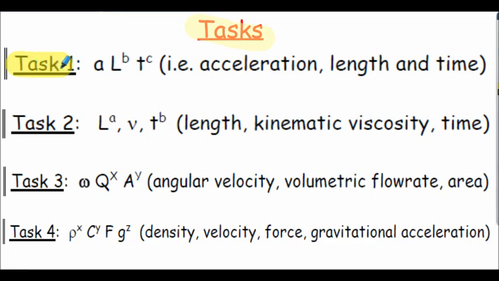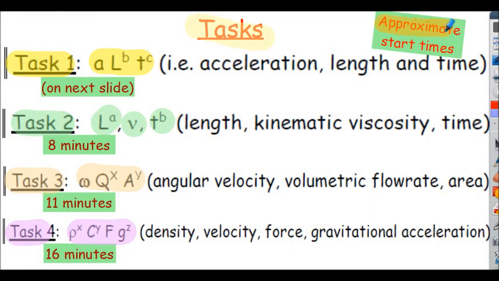Task 1 shows the non-dimensional expression of acceleration, length to the power of b and time to the power of c. So in task 1 we'll be solving for the exponents or the powers b and c. Here's task 2. We have length to the power of a, viscosity and time to the power of b. So in task 2 we'll be solving for a and b. Then we have task 3, three variables again in the expression, solve for exponents x and y. And finally task 4, four variables in the expression, this time we'll solve for exponents x, y and z.